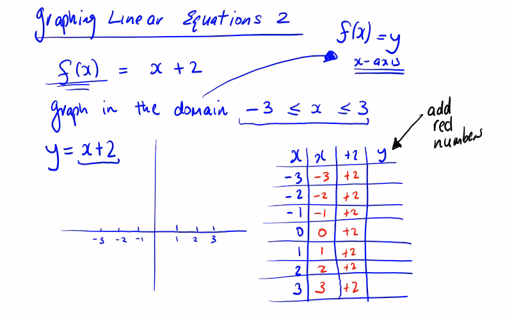So -3 + 2 is -1. So if we continue to add these numbers, -2 + 2 is 0. -1 + 2 is 1. 0 + 2 is 2. And you can see a pattern here. Next number is 3. Next number is 4. Next number is 5. So we have a series of points here. -3, -1 being the first one, and 3, 5 being the last one.